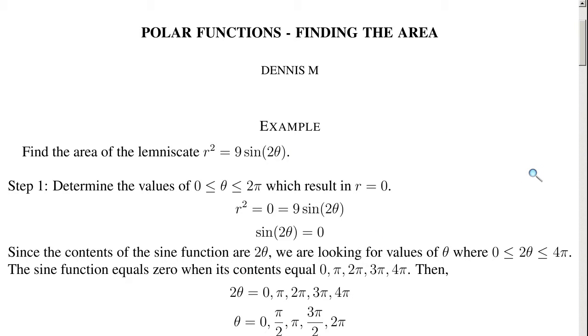In this tutorial, we're going to show how to find the area of an enclosure where you're given the function in polar coordinates or in polar form. So for this example, find the area of the lemniscate r squared equals 9 sine 2 theta. Step 1. Determine the values of theta, where theta is between 0 and 2 pi, which result in r equals 0.